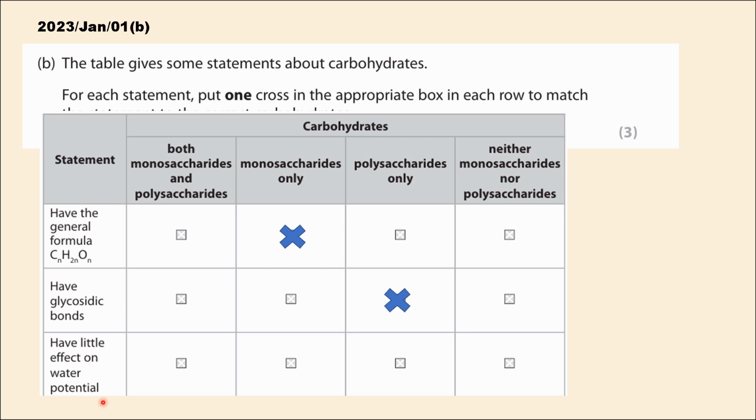And the third one is have little effect on water potential. So this statement addresses how each type of carbohydrate interacts with water. Monosaccharides dissolve completely in water, therefore they significantly affect water potential. In contrast, the dissolution of polysaccharides in water is limited, therefore resulting in only a minor impact on water potential. Therefore, this is matched with polysaccharides only.